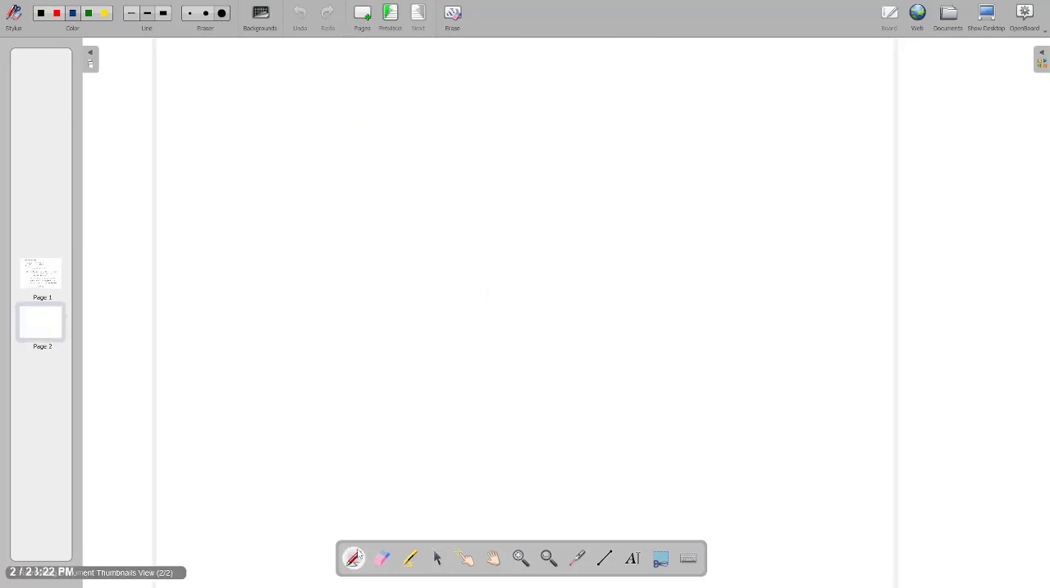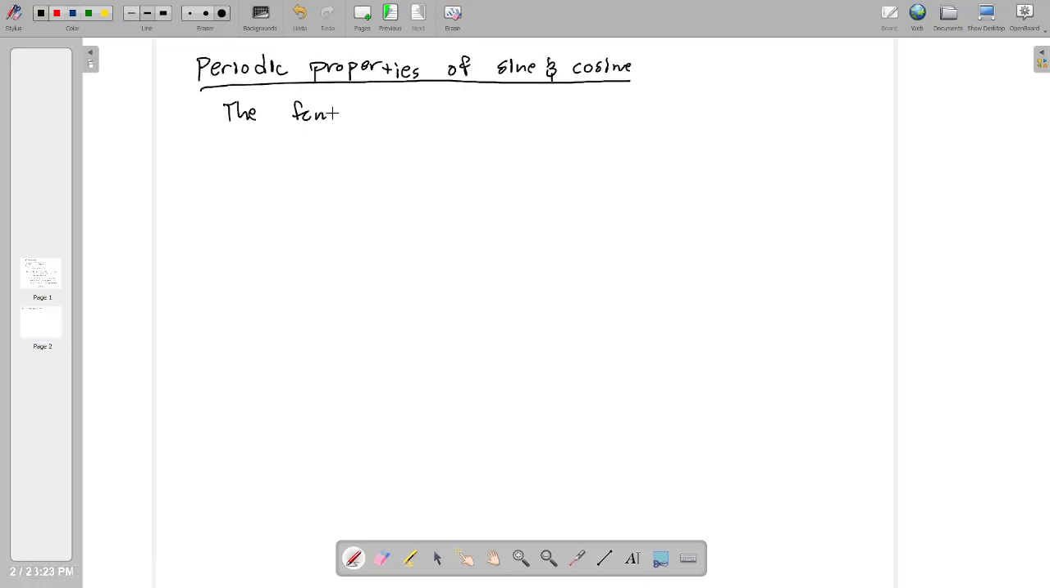But we're not talking about the heartbeat graph or that little mountain graph. We're talking about sine and cosine. Periodic properties of sine and cosine. The functions sine and cosine have period 2 pi. That should make sense. It's one full circle on the unit circle.